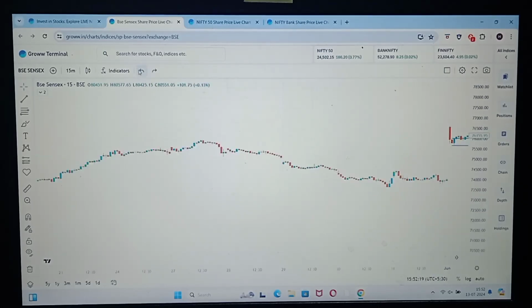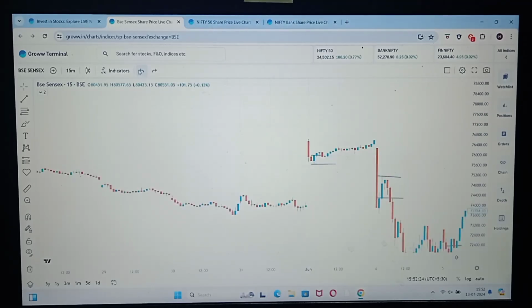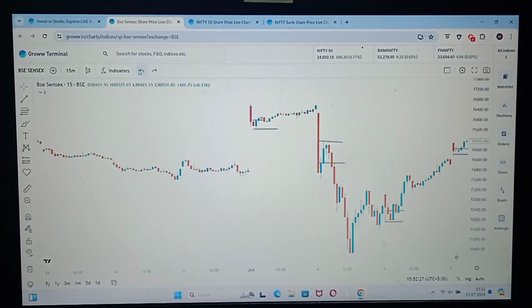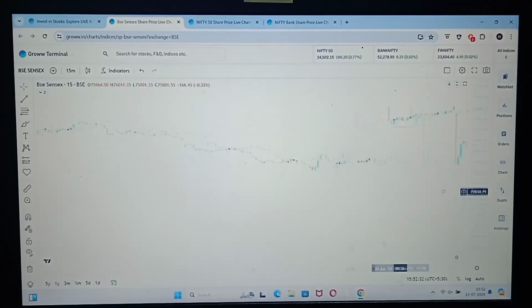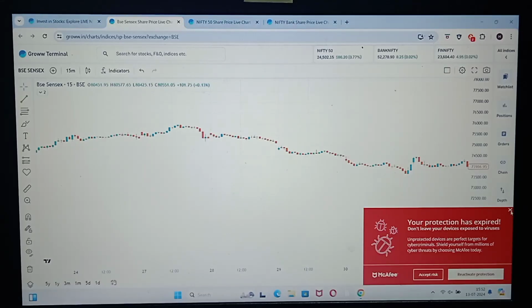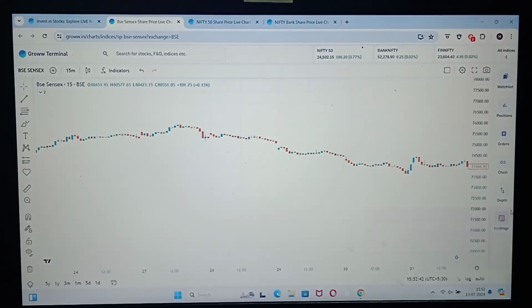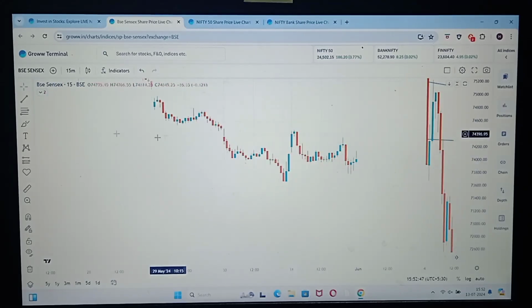So we'll see 30th of May, 1-2 days we'll see, and then we will exit. Then we'll see Nifty 50.